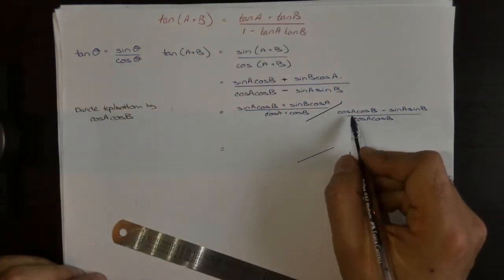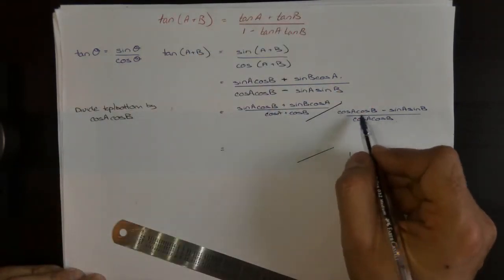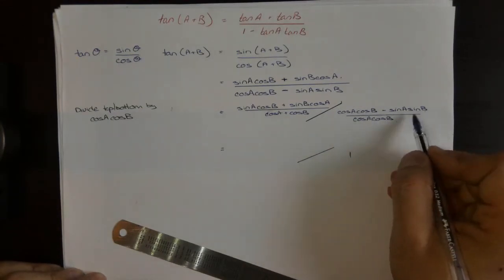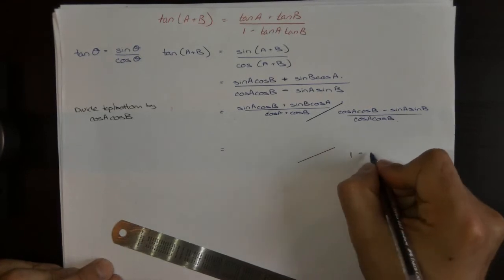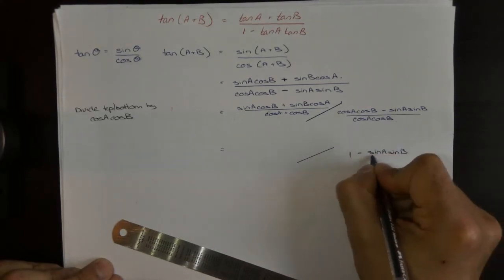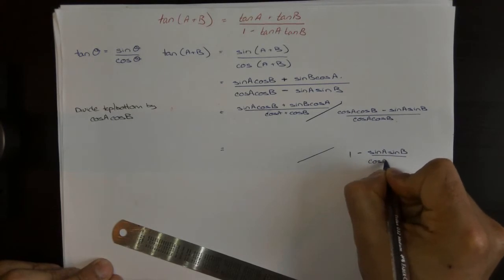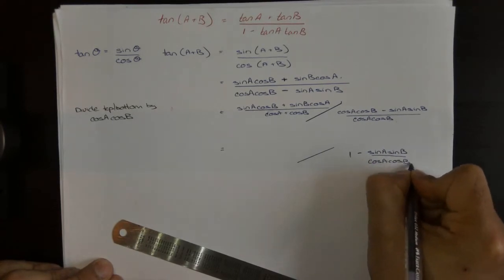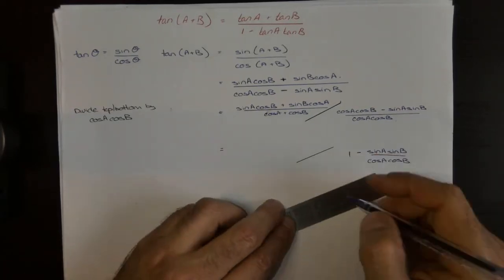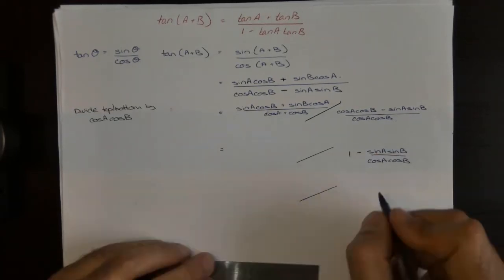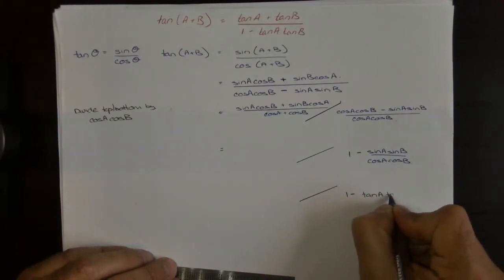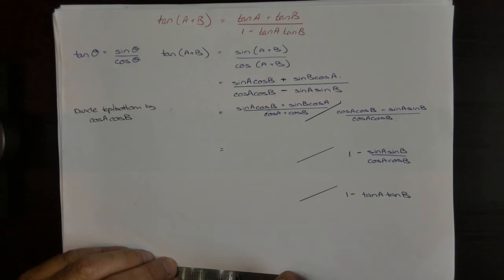Now, that's for that part. That's going to be 1 minus sine A over sine B, or I'll write down sine A over sine B over cos A over cos B. And that in itself is 1 minus tan A tan B.